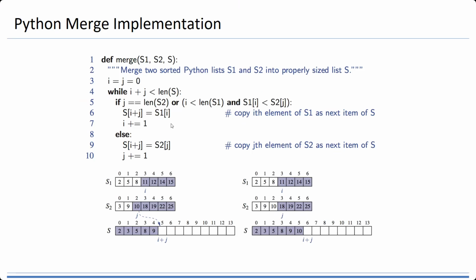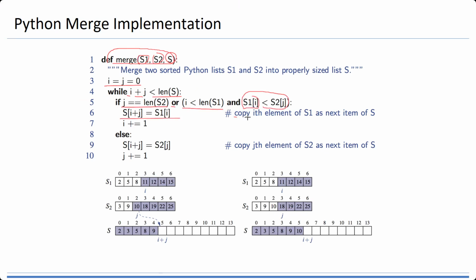So we can see from this merge function in Python. We want to merge S1 and S2 into S. Let's suppose I set i and j from 0. While i plus j is less than the length of S, check: if j equals the length of S2, or i is less than the length of S1 and S1[i] is less than S2[j], do this one.